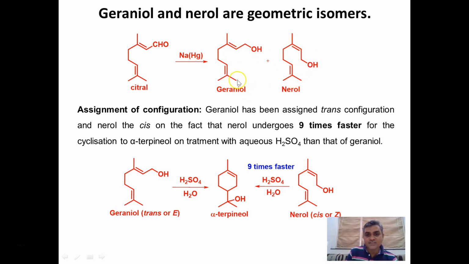In the earlier days, these two were differentiated on the basis of chemical methods. It is found that geraniol on reaction with H2SO4 forms alpha terpineol. Nerol also reacts with H2SO4 and also forms alpha terpineol. But nerol, as the cis form, reacts 9 times faster than geraniol, and obviously the rate is explained because this allylic alcohol is in very close proximity to this trisubstituted double bond, whereas this allylic carbon atom is far away from this trisubstituted double bond.